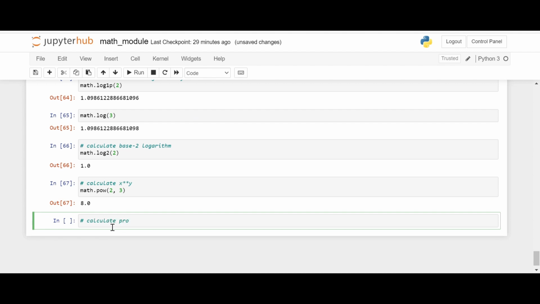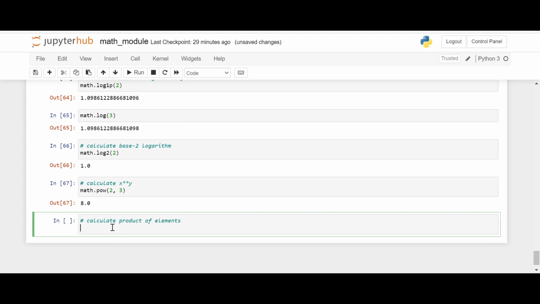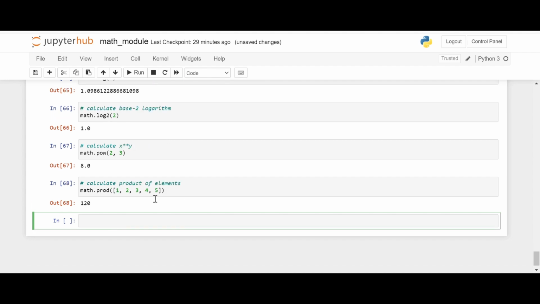Calculate product of elements, math.prod. So 4 multiplied by 5 is 20, 3 multiplied by 20 is 60, 60 multiplied by 2 is 120, 120 multiplied by 1 is 120.